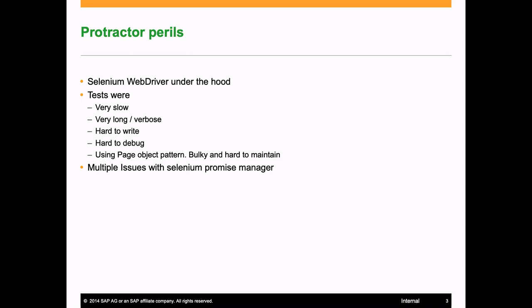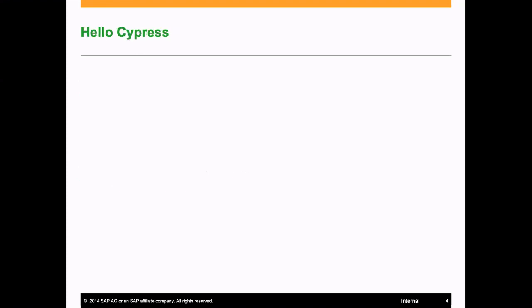So we started tweaking the promise manager. We started trying to avoid the timeouts that we were having with the tests, but in the end, they were killing us because the tests were timing out, and we couldn't know deterministically when an asynchronous call was coming back. So then we saw Cypress.